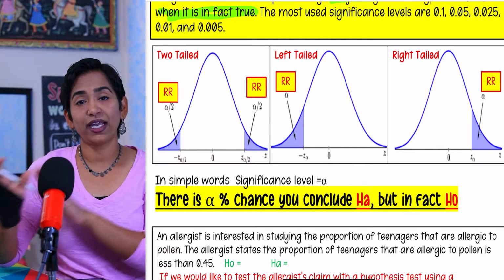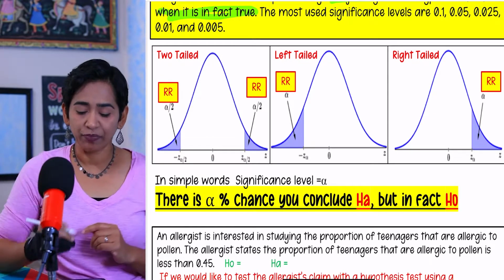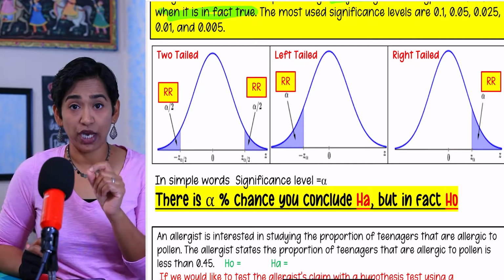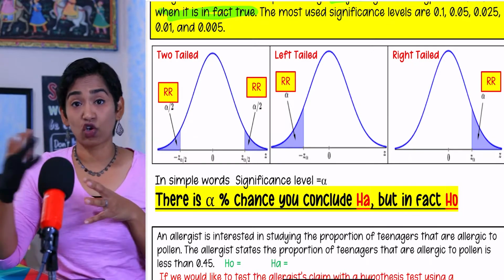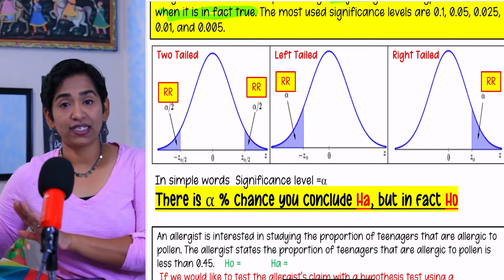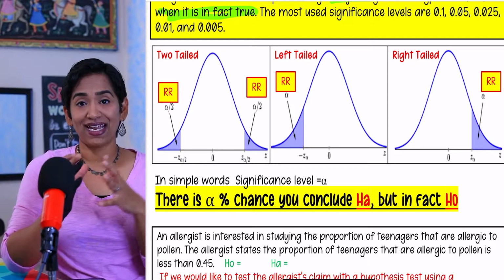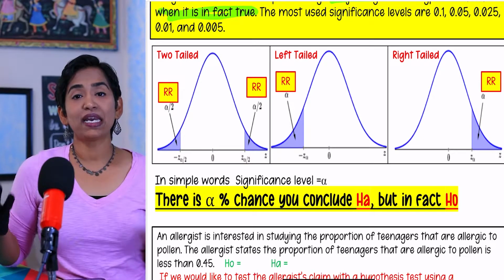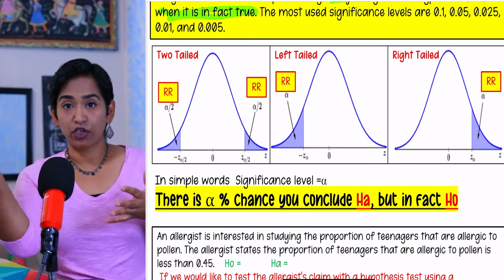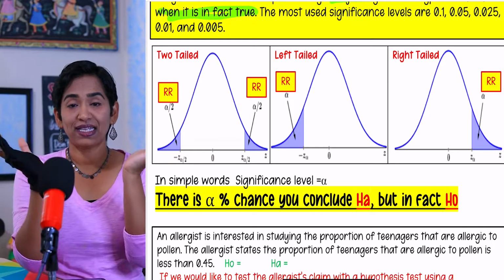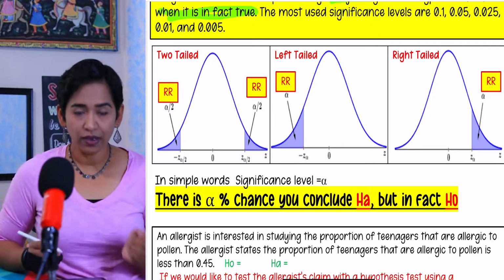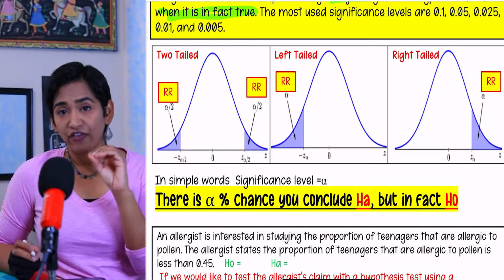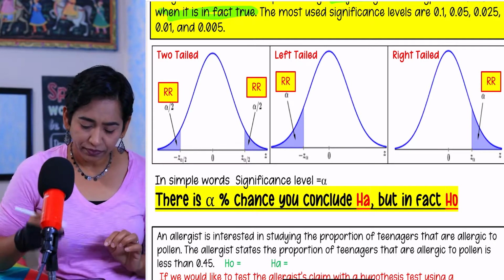Now, once we know what significance levels are, let's go one step further and look at left-tailed, right-tailed, and two-tailed tests. Remember what we talked about? You always look at your HA. If your HA is greater than, it's your right tail test. If your HA is less than, it's your left tail test. If your HA is not equal to, it could be greater than or less than, so it's a two-tailed test. Always your HA will tell you if it's left, right, or two-tailed.